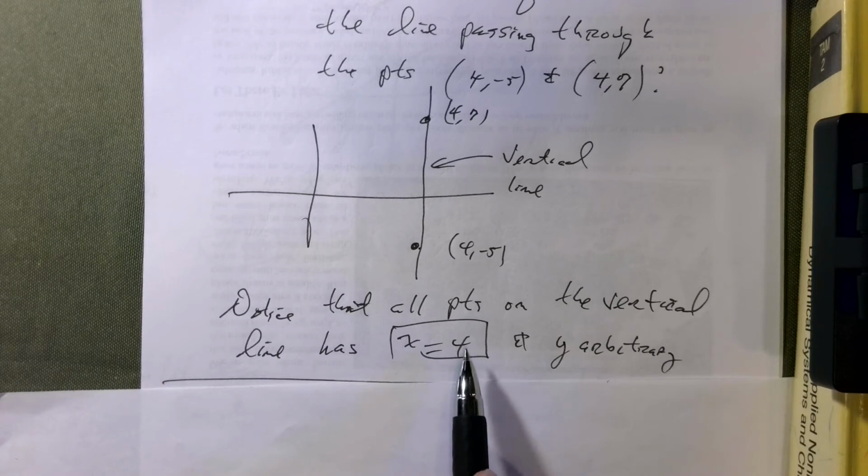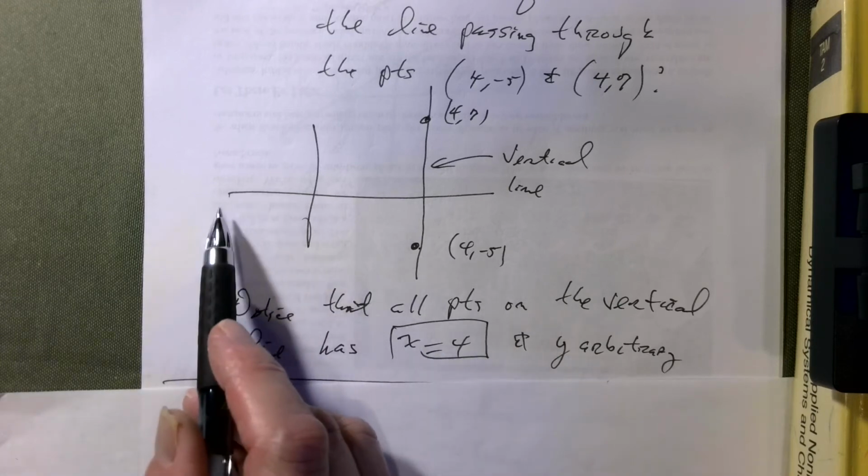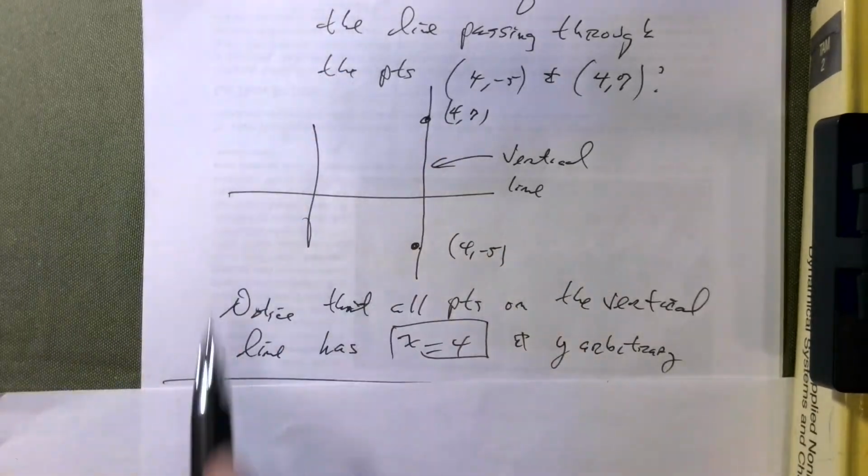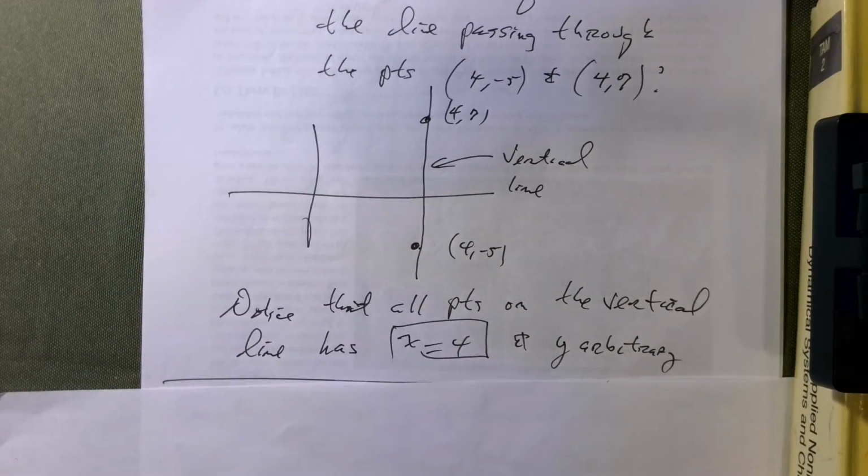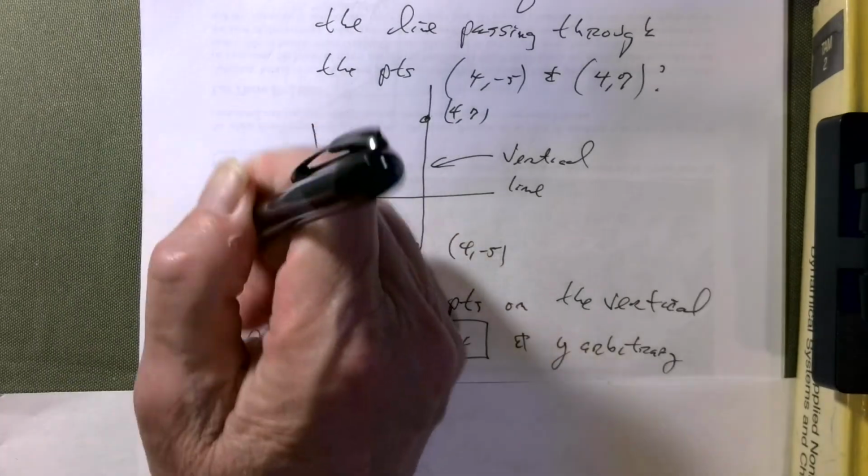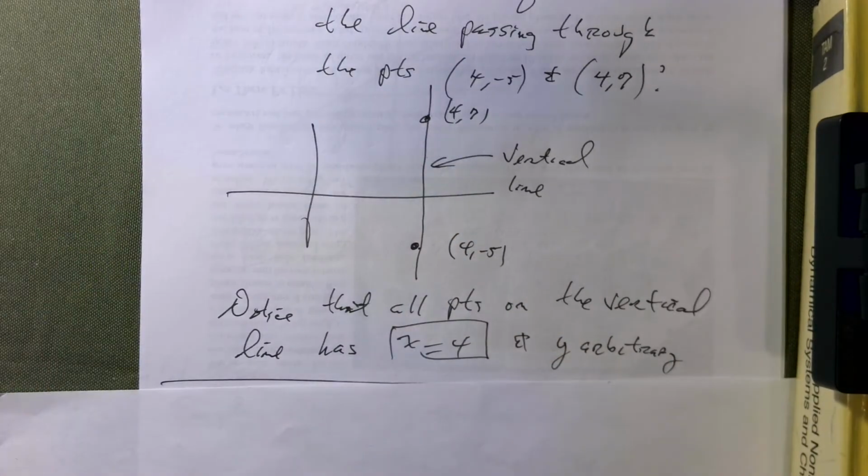X equals 4. What would x equals -3 look like? It would be over here, and it would be what? Excuse me, at -3. So it would be a vertical line here at x equals -3.